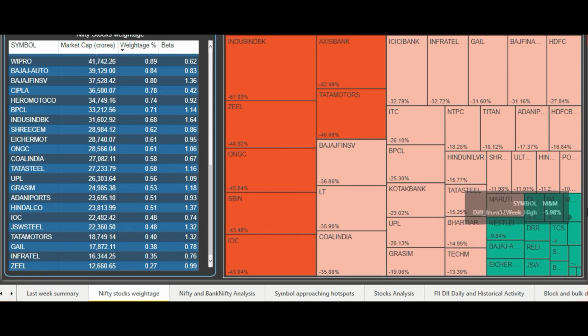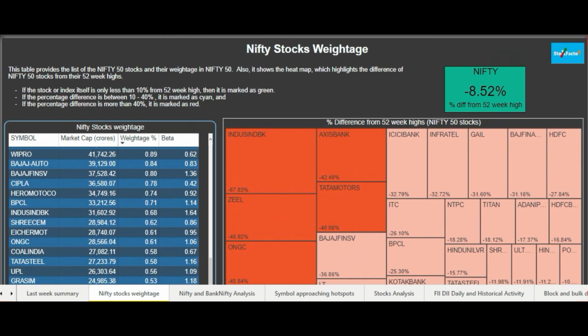In this way you can make a comparison and try to find out which are the underperforming stocks in the Nifty 50 and which are the outperforming stocks in the Nifty 50, and you can reshuffle your portfolio accordingly. So with this we come to the conclusion of this video.